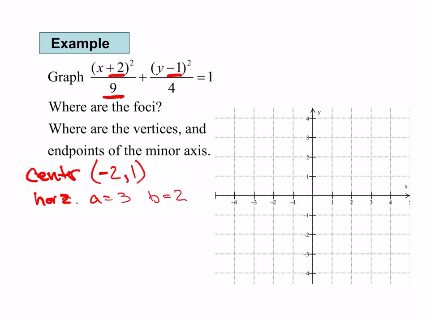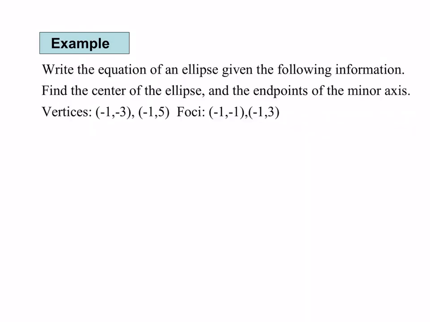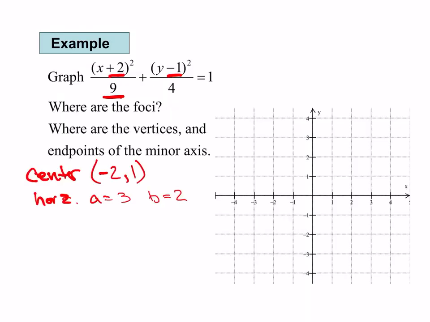So let's start our graph. We move to the center first. Negative 2, 1. Put your center in, and then you just count off whatever A and B are. A is 3, 1, 2, 3, and B is 2. Count that off. 1, 2, 1, 2. We have our 4 points, and I'm going to attempt to make an ellipse again. And it's kind of football-y, but there.